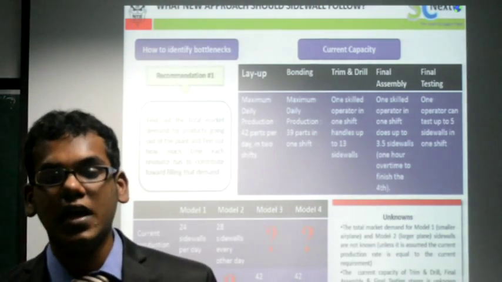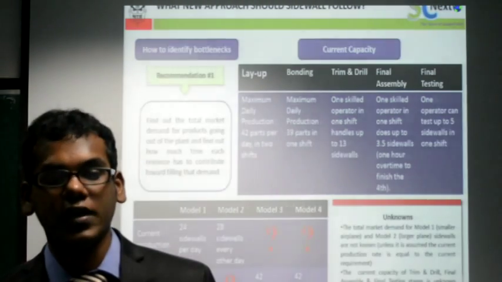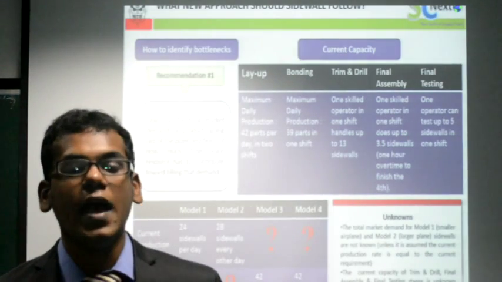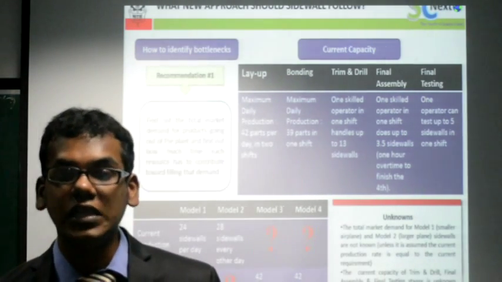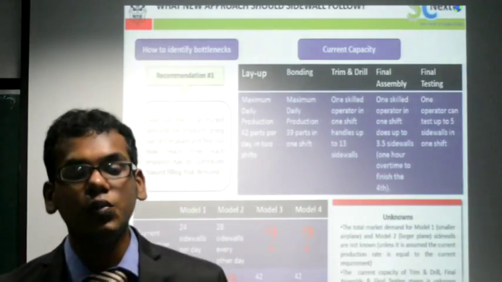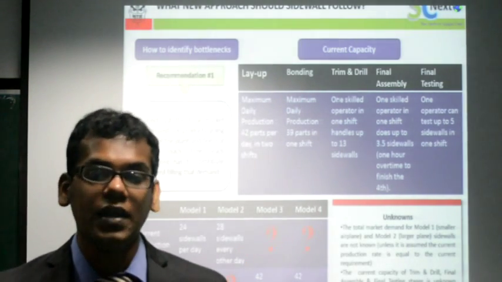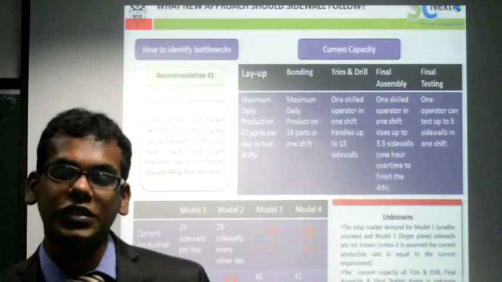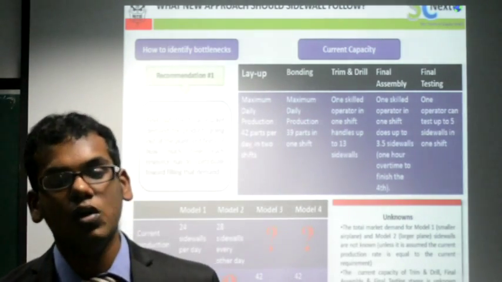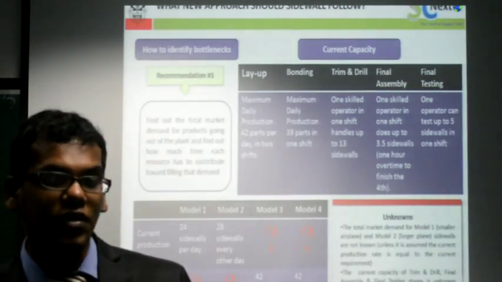We can find out the total market demand for products going out of the plant and find out how much time each resource has to contribute towards filling that demand. If the available time is less than the demand, then we can say that the operation is a bottleneck. Now let's see how to apply this to our case.